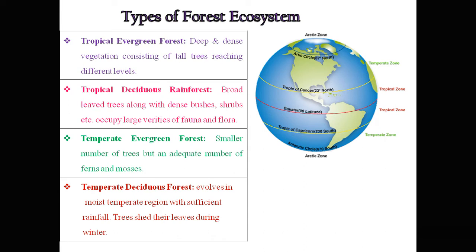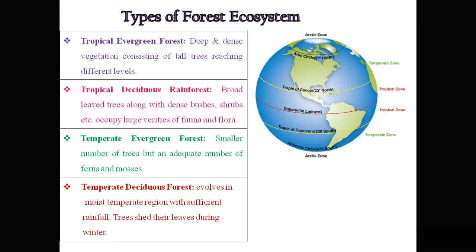The next type is temperate deciduous forest. Temperate deciduous forest evolves in the moist temperate region with sufficient rainfall. So this particular forest has got sufficient rainfall. Here also winter and summer are very well defined, and the peculiarity of temperate deciduous forest is what? That trees shed their leaves during the winter. Dominant trees here are maple, oak and peach.